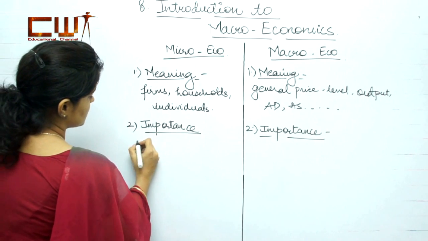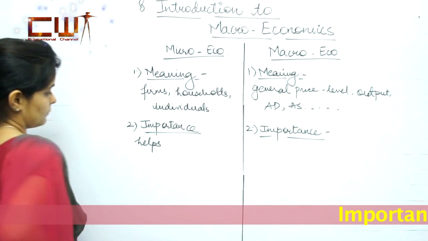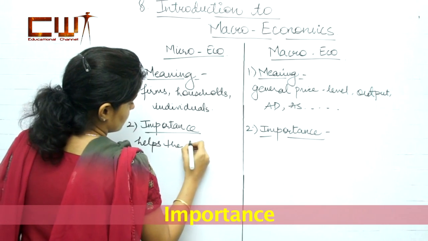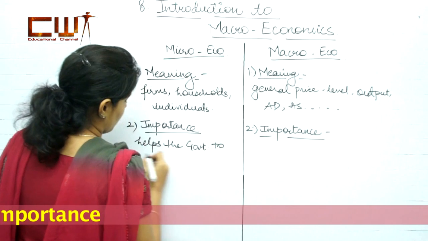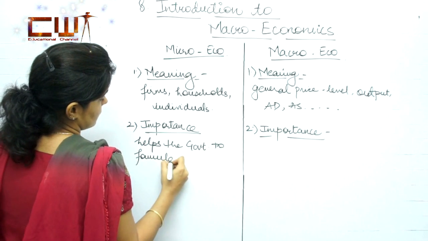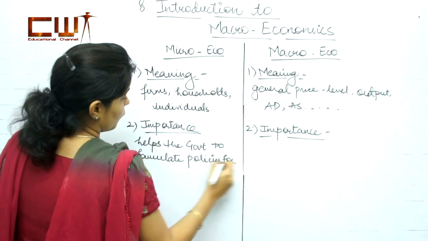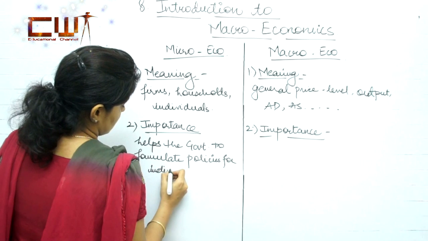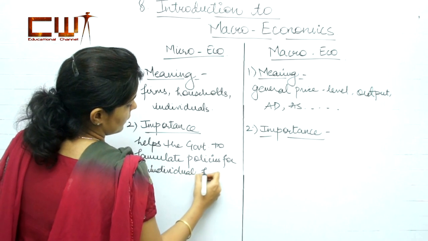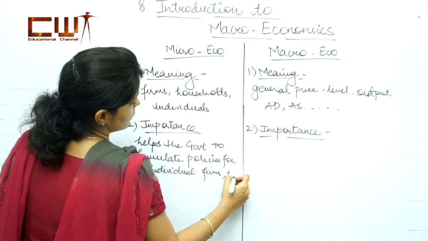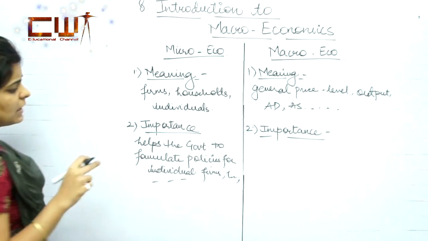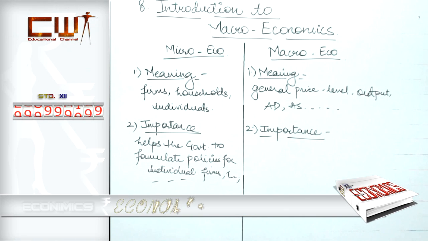Its importance is that it helps the government to formulate policies for individual firms, households or individuals. So this is the importance of microeconomics, that you basically help individual firms to take proper decisions in respect of pricing, promotion and distribution.